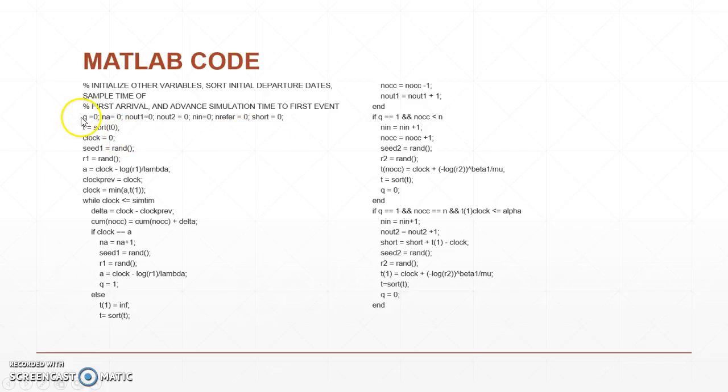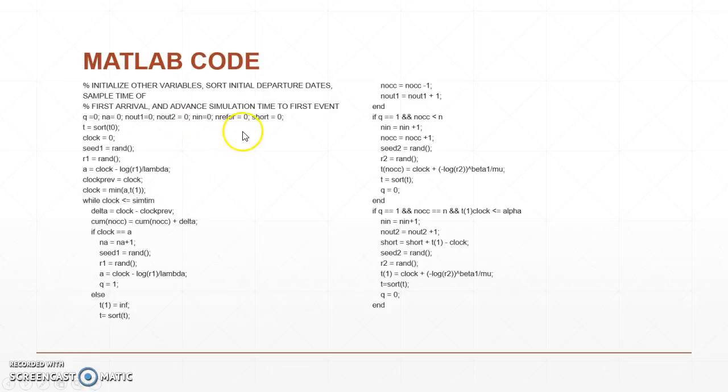So we set our Q, which is going to be either 0 or 1. If it's 0, the patient is not awaiting admission. If it's 1, the patient is awaiting admission. NA here is going to be the cumulative number of arrivals, out 1 is going to be the cumulative number of normal departures, and out 2 is going to be the cumulative number of early departures, and so on and so forth.